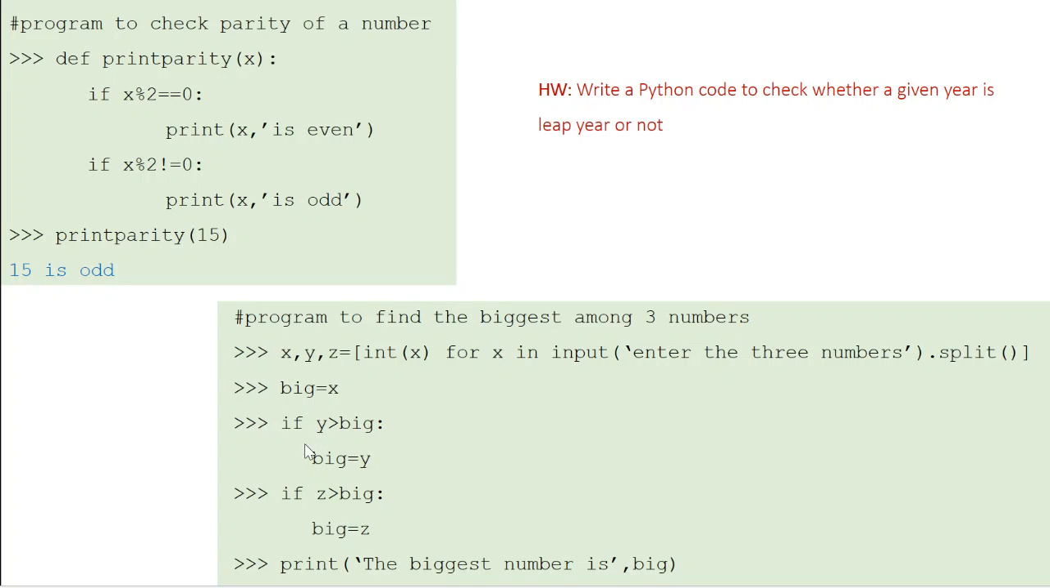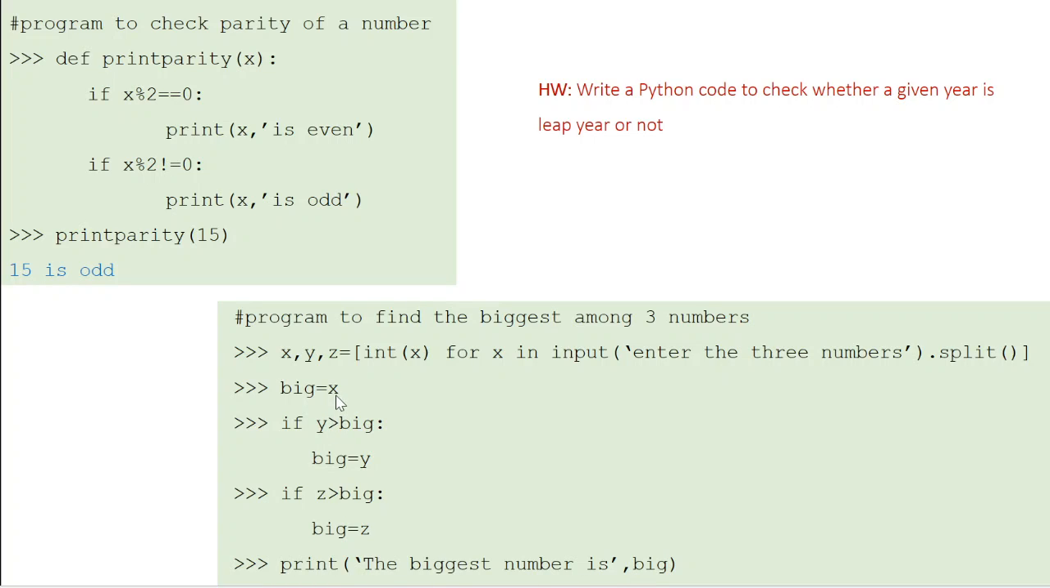So in such cases where the else is redundant, you don't have to mention it. It doesn't mean that an if should always be followed by else. No. As long as the conditions are satisfied, you don't have to use the else statement. Okay. Now finally print the biggest number is big.